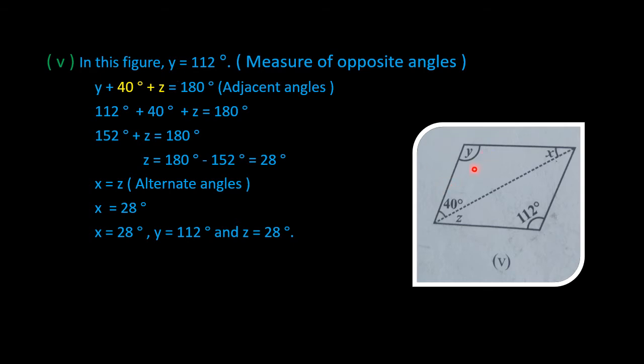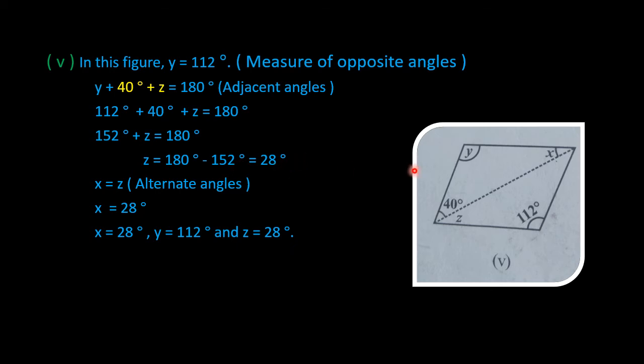Children, now in this figure let us find y first. Y and 112 degree, they are equal because they are opposite angles. Therefore y is equal to 112 degree. Now we have to find z. Y angle and this angle make adjacent angles. So we can write y plus 40 degree plus z is equal to 180 degree. Y is 112 degree. So 112 degree plus 40 degree plus z is equal to 180 degree. Adding, we get 152 degree plus z is equal to 180 degree. Therefore z is equal to 180 degree minus 152 degree, which is 28 degree.